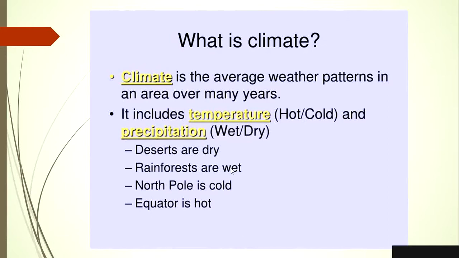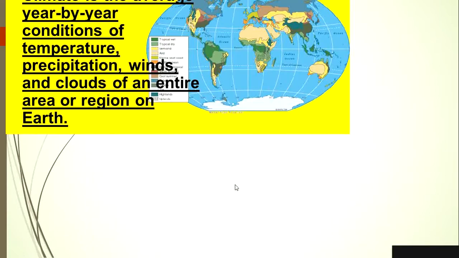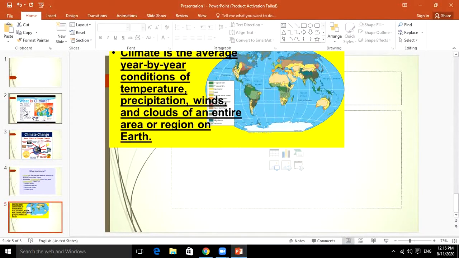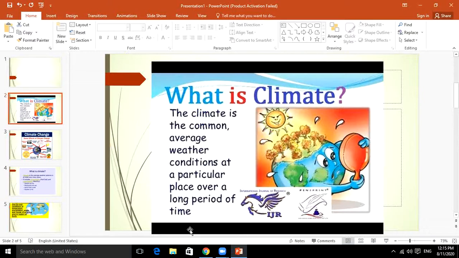So if anyone asks you, deserts are which type of climate? Dry. Rainforests are wet. North Pole is which type of climate? Cold. And the equator is which type of climate? That is hot. So the year by year condition of the temperature, precipitation, wind and cloud of an entire region on this earth, students, that is your climate.